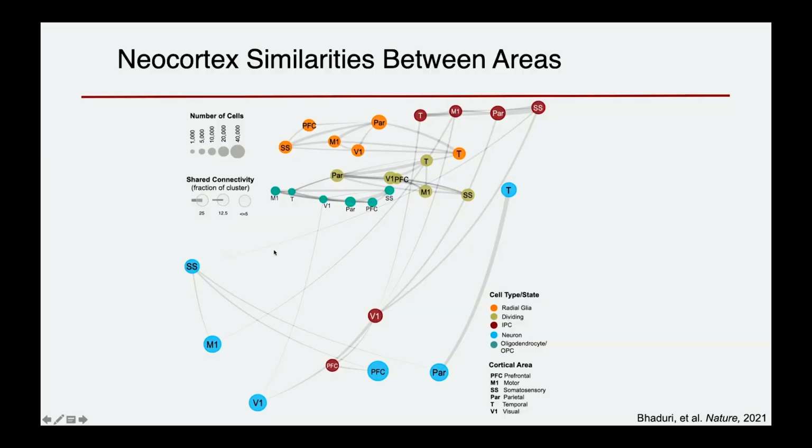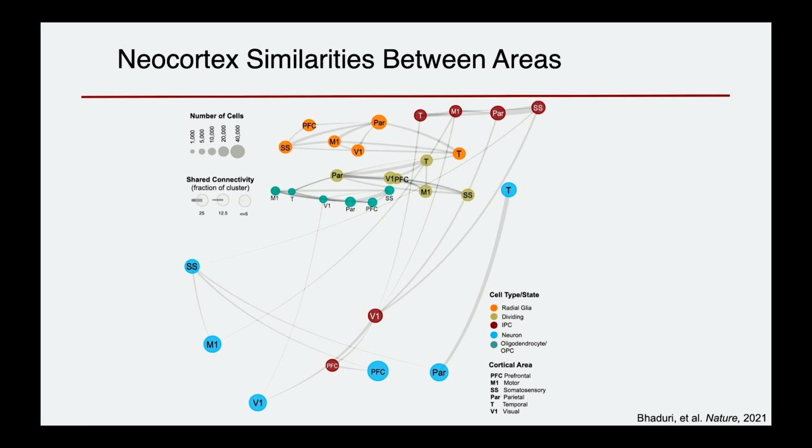Additionally, we saw that the intermediate progenitor cells, these transit amplifying cells that looked pretty homogeneous in our previous data set, were actually quite a bit more different in this data than what we had seen before, and were distinctly more different from one another across areas compared to the radial glia. Amongst the radial glia, we saw that they were pretty tight-knit, and these lines connecting the individual circles indicate the number of shared neighbors within that space.